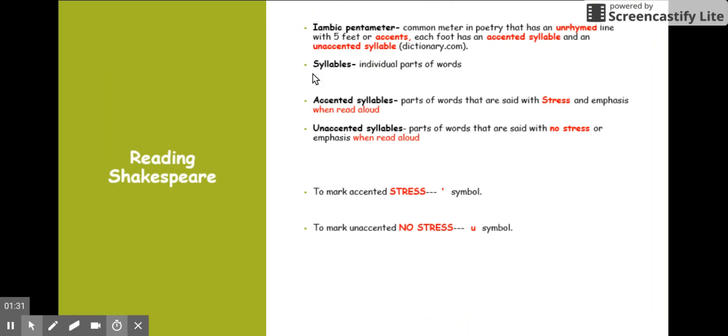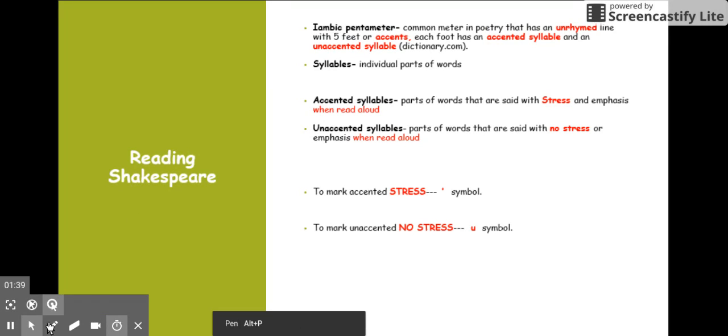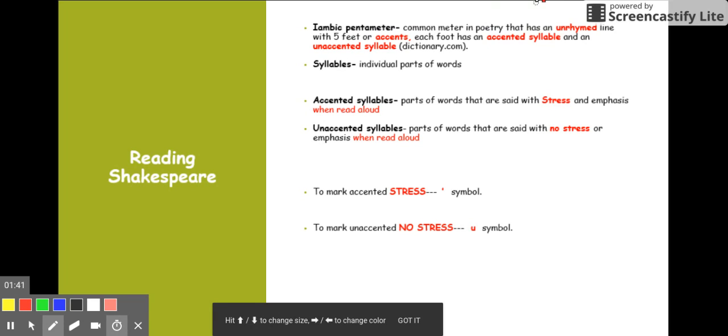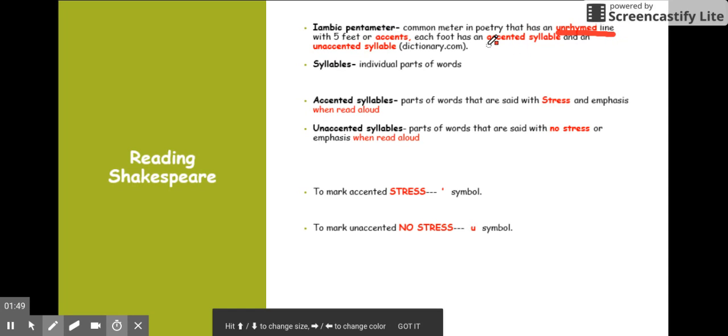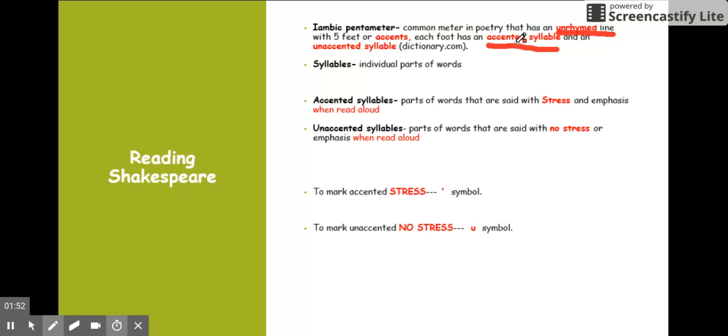So here's where I'm getting at. Most of Shakespeare's writing, or a lot of Shakespeare's writing, is in what's called iambic pentameter. Iambic pentameter is a style of writing and poetry. The characteristics of this type of poetry are that there are no rhymes, and there are two types of syllables: accented syllables and unaccented syllables.